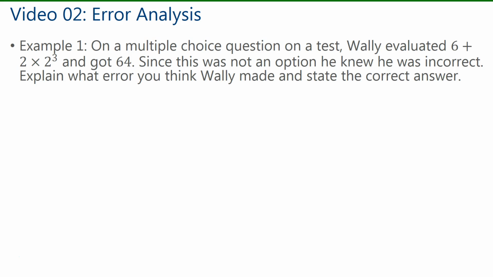So example 1. On a multiple choice question on a test, Wally evaluated 6 plus 2 times 2 cubed and got 64. Now since this was not an option to choose from, he knew he was incorrect. Explain what error you think Wally made and state the correct answer. So let's start by working this out.